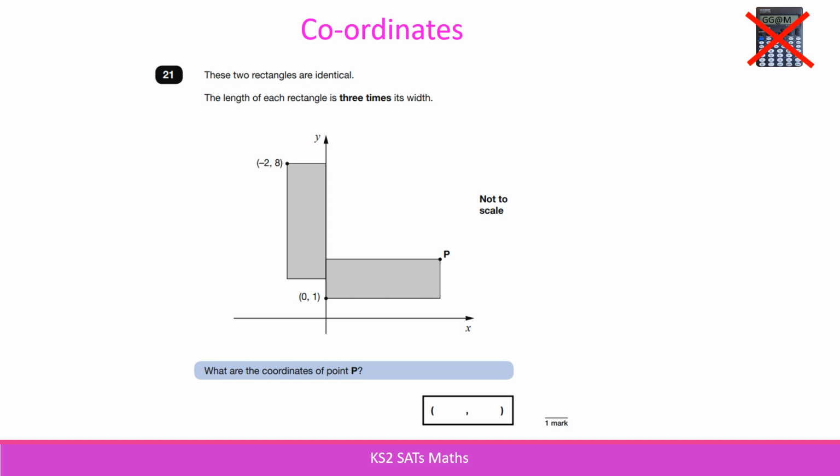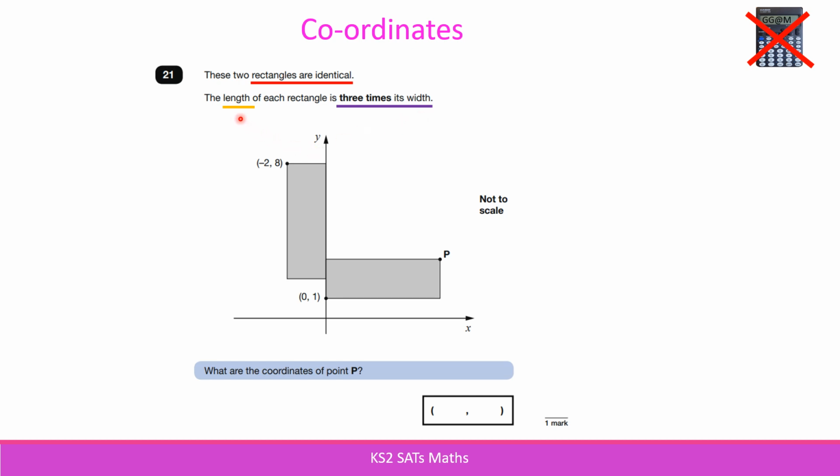This is the last question on an exam paper, the paper 3 reasoning paper for the SATS. And it is a tricky question for the 1 mark that it is worth. And this is a coordinate question. So the key words in the question are that you're told that the rectangles are identical. So that means that this shape here down the bottom and this shape here, these are both rectangles and these 2 are both identical. You're told that the length is 3 times its width.